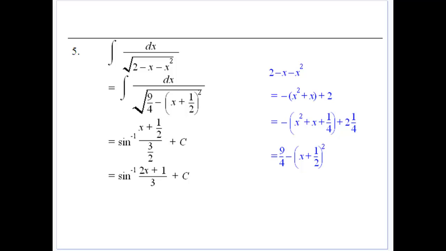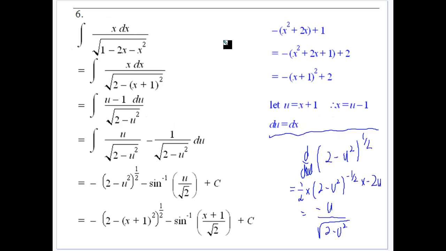So this time the 2 minus x squared. Again, I've manipulated to get the minus x squared plus x, which I'm going to have to add a quarter to get the perfect square. Actually, I'm subtracting a quarter here and then adding a quarter. So that's where the 2 1/4 comes from. And we get the 9 on 4 minus x plus a half squared. And then from our table of standard integrals, it's an inverse sine function, which comes down to that manipulation once we do the cleanup of the algebra in the fraction.